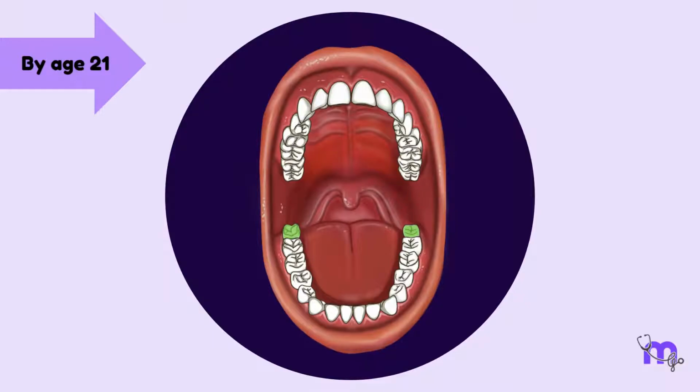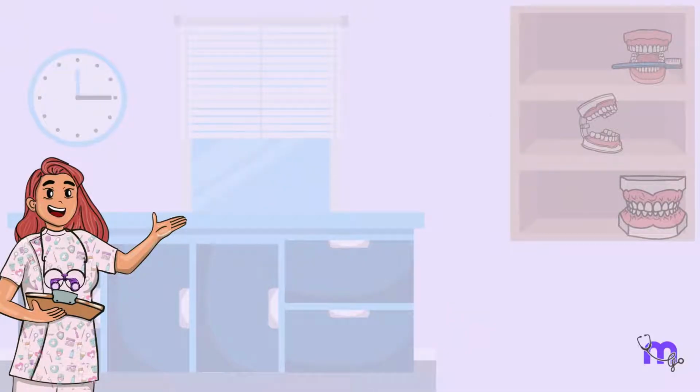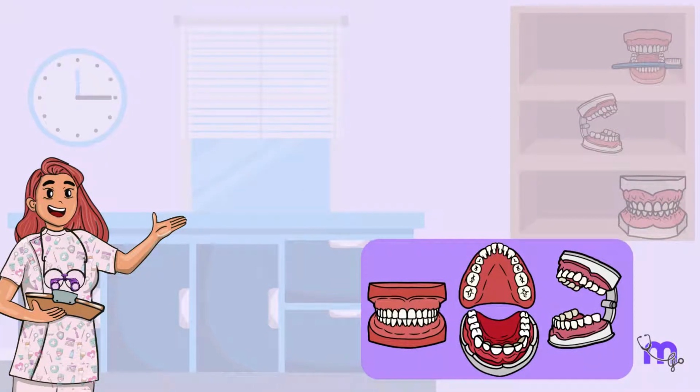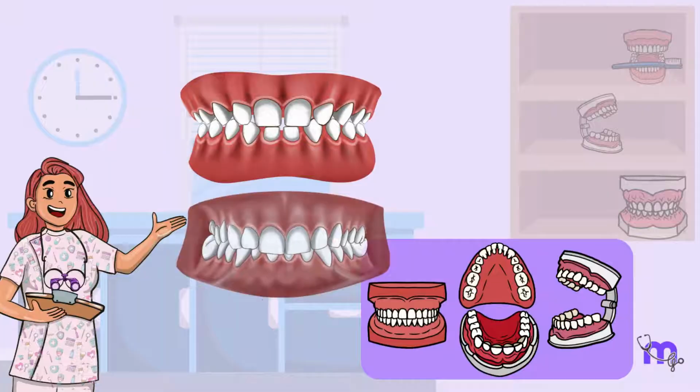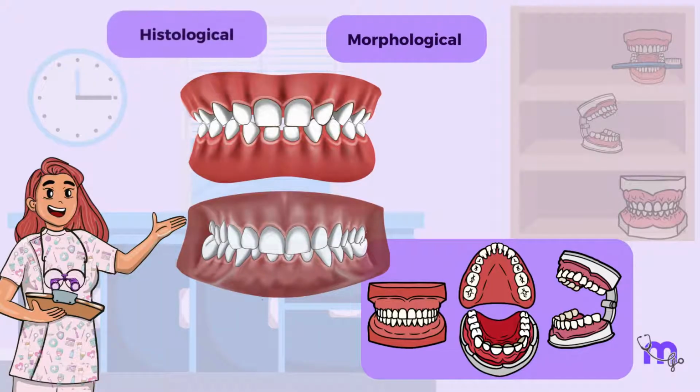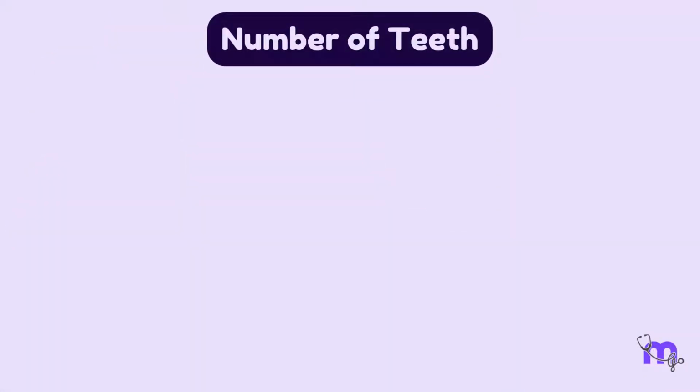in the oral cavity. As she observed the models, she noticed that although the primary and permanent teeth resembled each other, they also had certain morphological and histological differences. The first difference was the number of teeth.